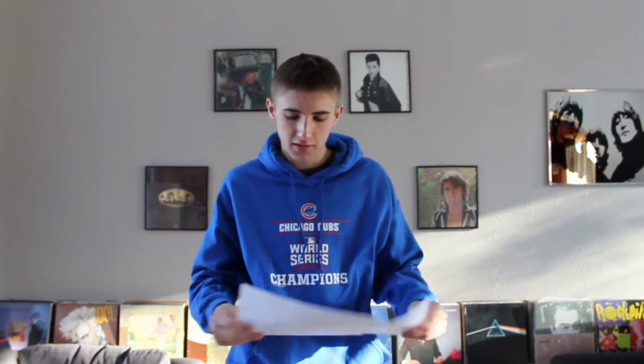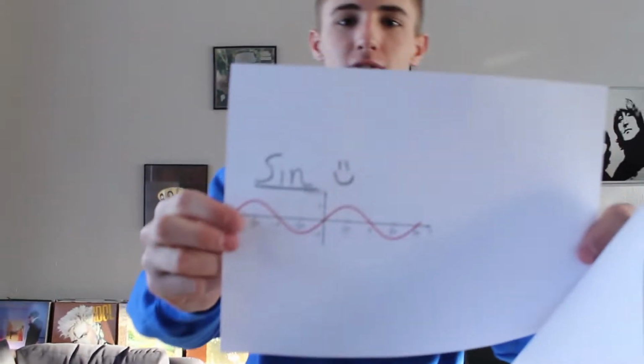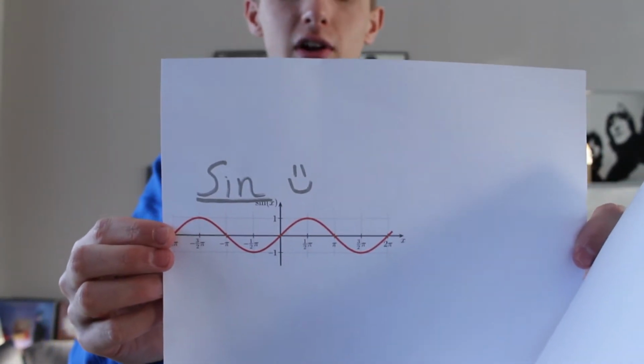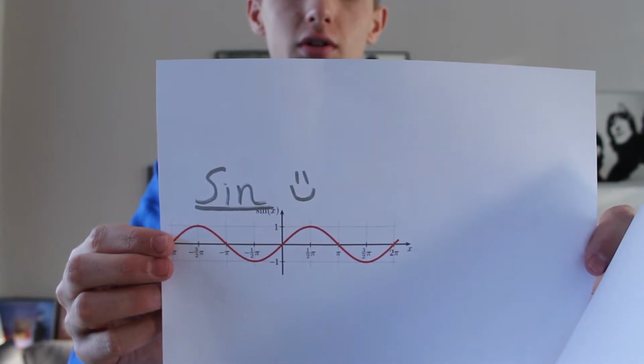First things first, we're going to learn about the sine and cosine curves. Just a little basic stuff, otherwise you won't be able to understand it. Here's a sine curve. As you can tell, it starts at the origin of 0. Now I'm going to teach you how to find the amplitude and transformation of a sine curve.